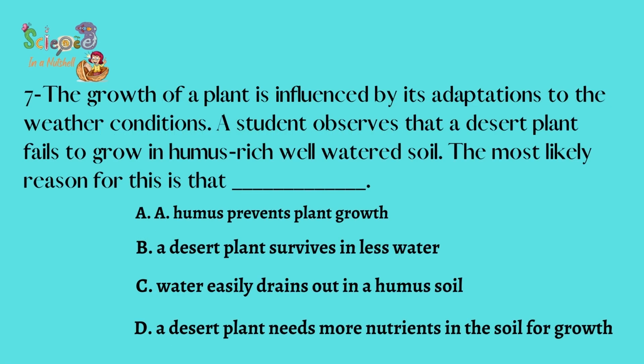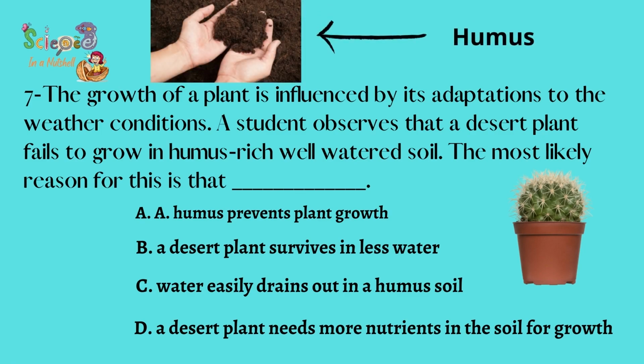Question number 7. The growth of a plant is influenced by its adaptations to the weather conditions. So a student observes that a desert plant fails to grow in humus-rich, well-watered soil. The most likely reason for this is... if you don't know what is humus, here is a photo for the humus.